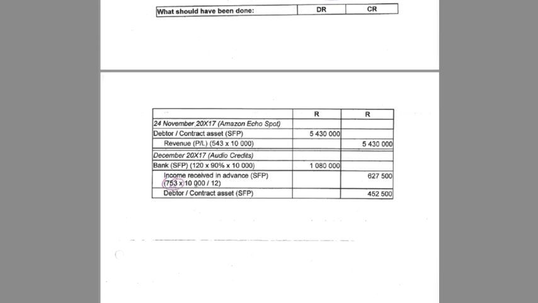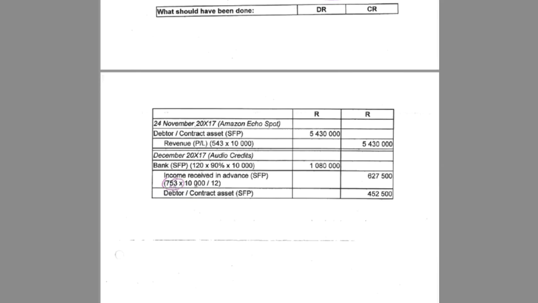So what is the money we received? It's income received in advance. For 1 month, we have received money. We've got bank. We have not sold audiobooks, so we have not satisfied the performance obligation. We cannot recognize revenue. If you receive money and you cannot recognize revenue yet, it's income received in advance.